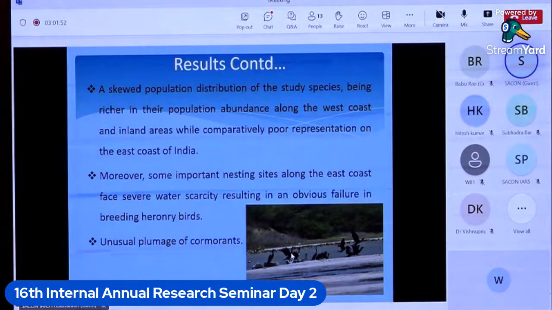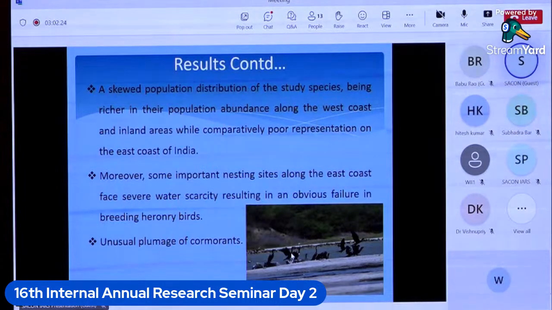The other important thing is that some important nesting sites along the east coast face severe water scarcity, resulting in obvious failure of breeding. So not all of the birds have been breeding, and there are some great connections between climate change and many other parameters related to this. Even in my PhD studies, I observed a huge number of unusual aggregations of cormorants, and again we noticed a similar trend here. It clearly indicates a very interesting thing to work on in future.